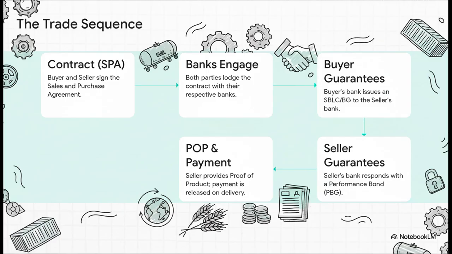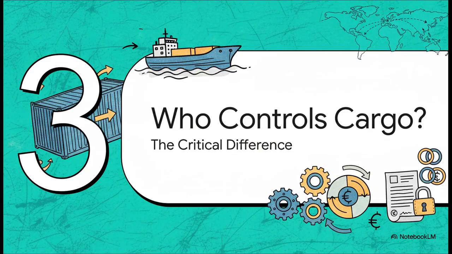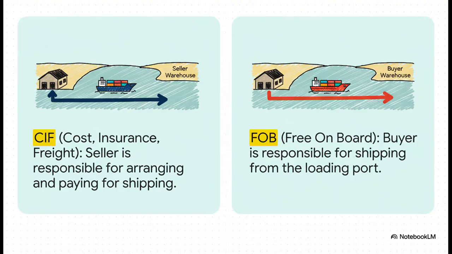Then the shipment starts and the money gets released once it arrives. It's this perfect sequence of commitment, all managed by the banks. Now, remember those incoterms we talked about just a minute ago, CIF and FOB? Well, the choice between them completely changes the game right in the middle of that financial dance we just described. And this lays out the difference perfectly.